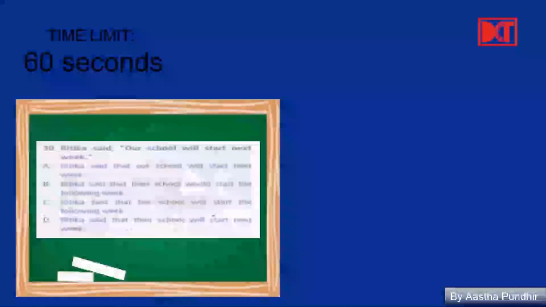Here, in direct speech, Pritika said, our school will start next week. Alright, we will look at this step by step too. Pritika said, it is past tense, so back shifting will happen. Alright, our school. Whose school is it? It is not yours, it is Pritika's school. Pritika said that their school. Pritika's school, so their school, sorry.